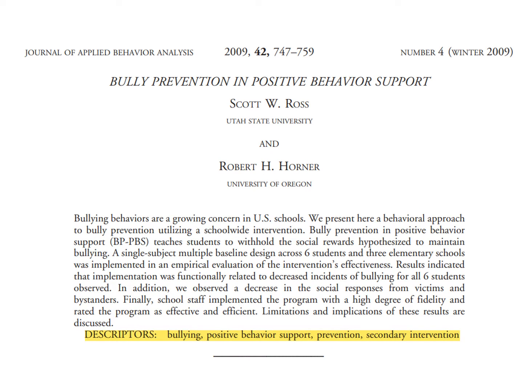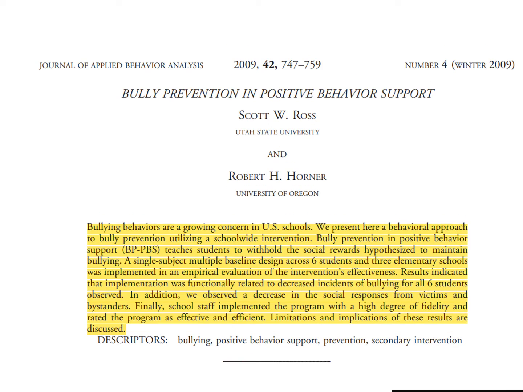And then down at the bottom, you see there's descriptors. So bullying, positive behavior support, prevention, secondary. And you can just look at these descriptors and say, hey, do these make any sense to me at all? And if they do, is it something I want to read? So again, it can get you started on whether you want to read this article or you don't want to read the article.